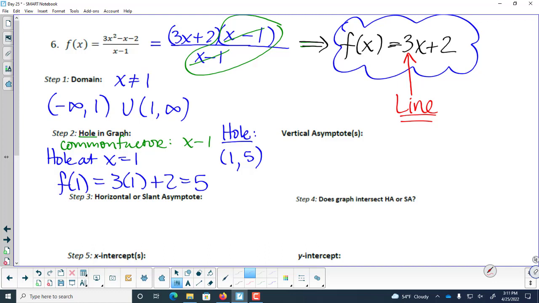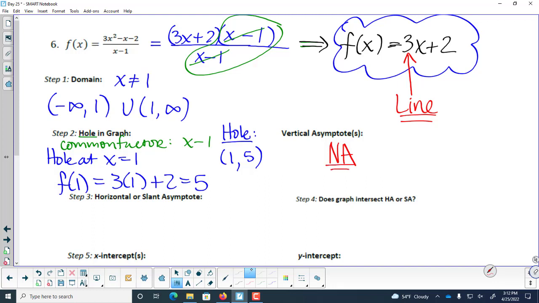So once I determine the common factor, I cancel it out. I plug in the x value where there's the hole. I plug it into the simplified function, and now I do everything else with that new function. So here, vertical asymptotes, whatever makes the denominator 0. Is there a denominator here? No. It's never going to be 0, is it? So there is no vertical asymptote, because this is a line.